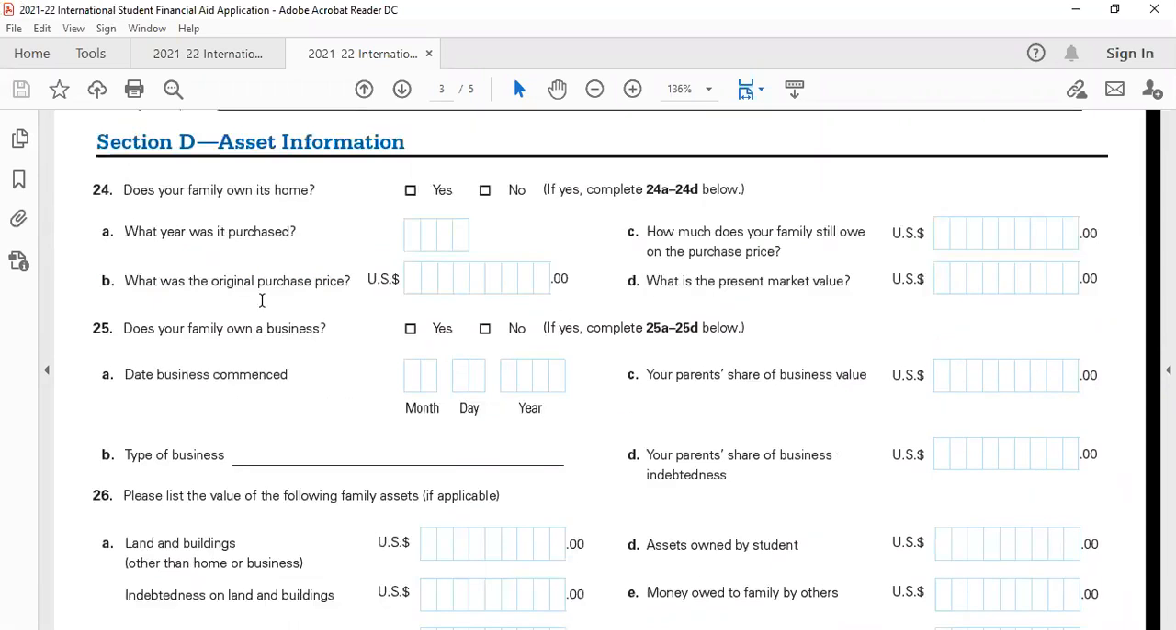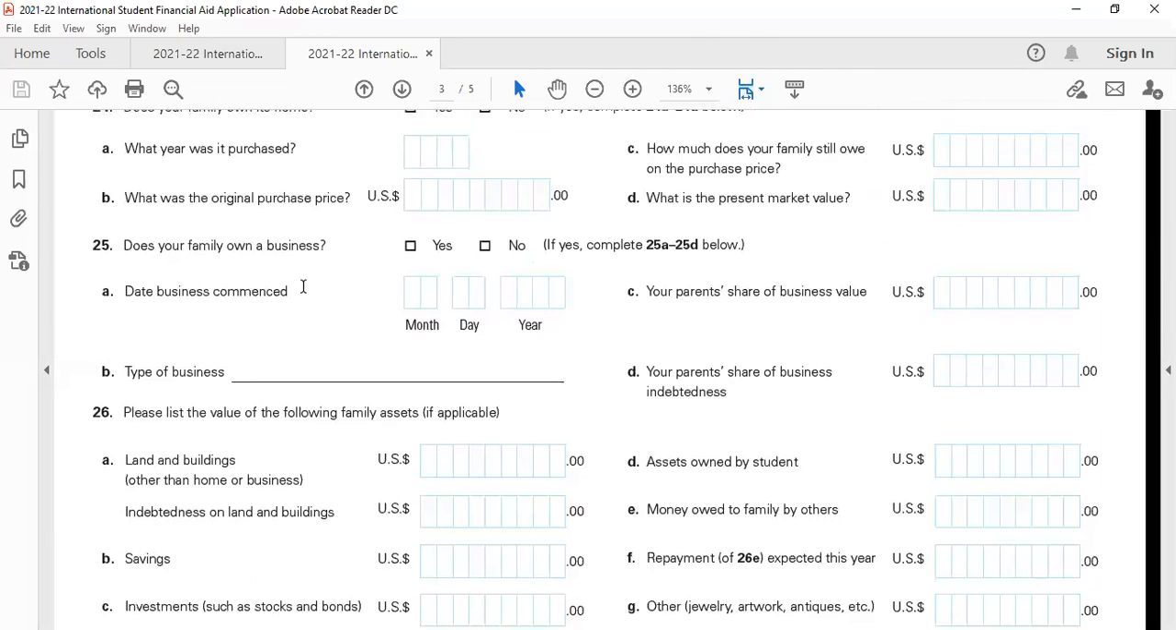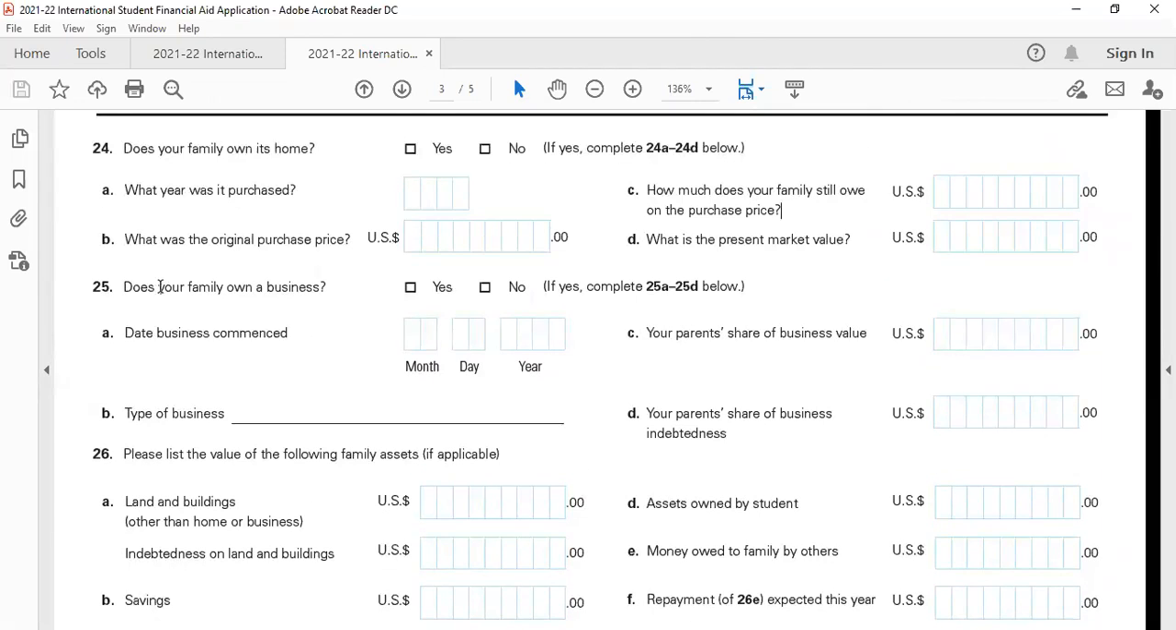Okay, Section D asks about the asset information. It asks if your family owns a home, in which year it was purchased, what was the price of purchase in US dollars, and what is the current market value of the property. And it also asks you if you still owe any amount on the purchase price. So if you have taken a loan, then you need to mention how much loan you have on that property.